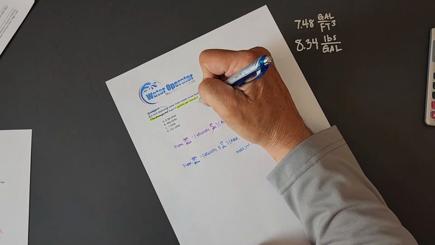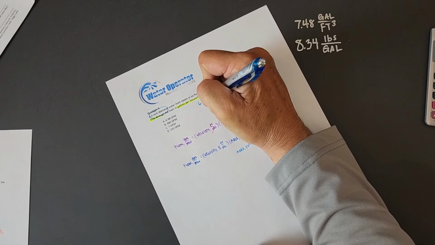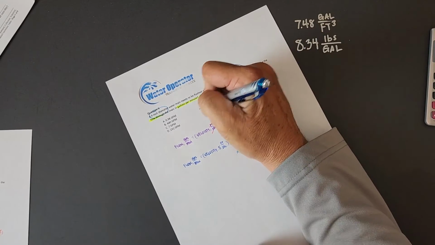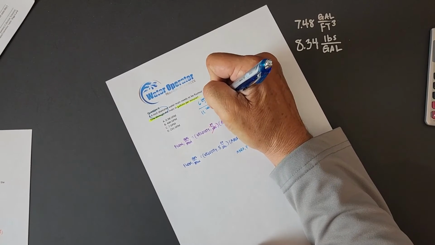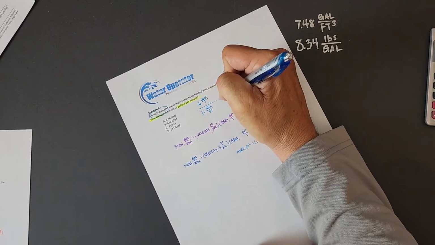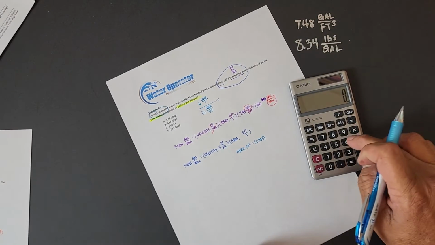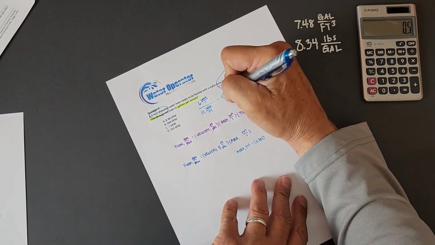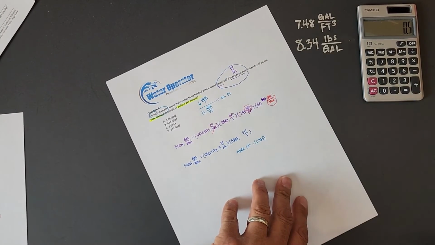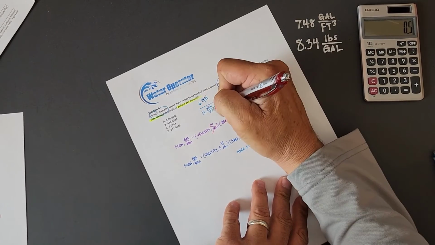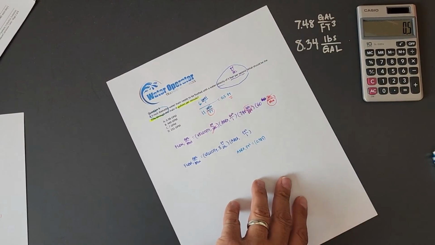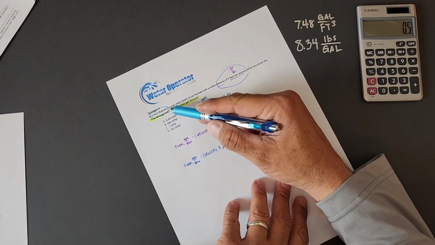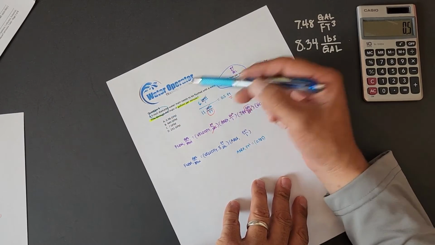Well, I have 6 inches over 1. I'm going to divide that by 12 inches per foot. 6 divided by 12 gives me 0.5. That is 0.5 feet. How do I know it's feet? Well, I cross cancel this inch and this inch. I'm left with feet. So now I know the 6-inch diameter is a 0.5 foot diameter water main.